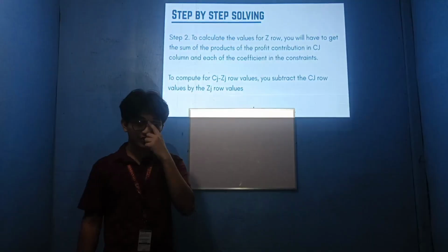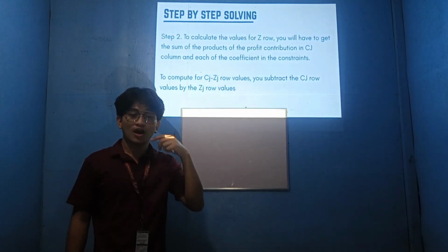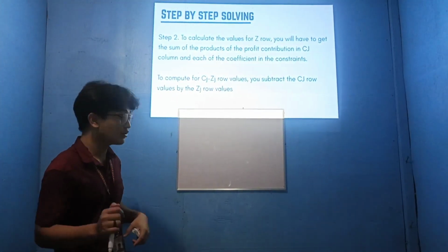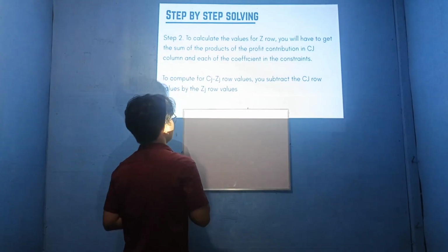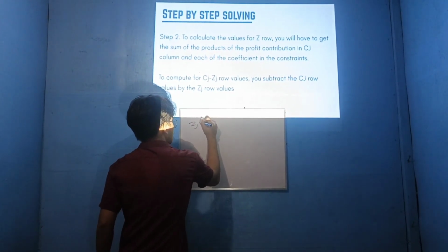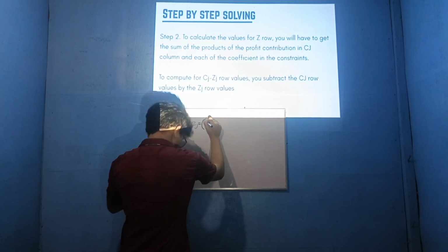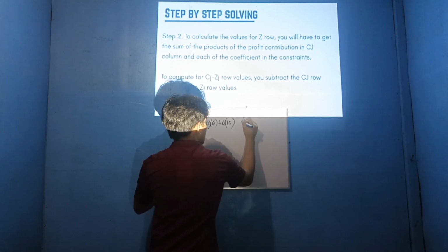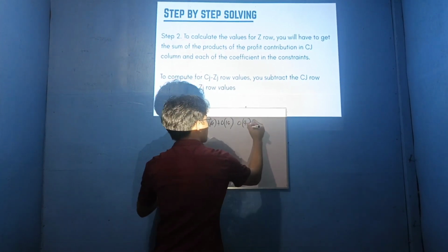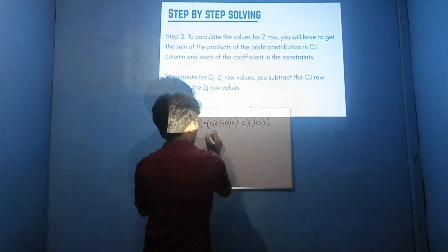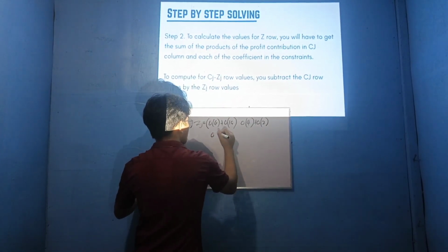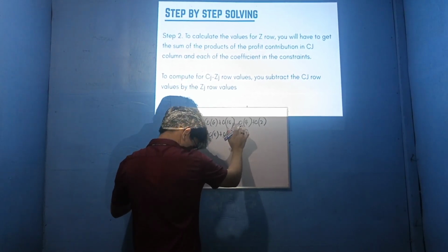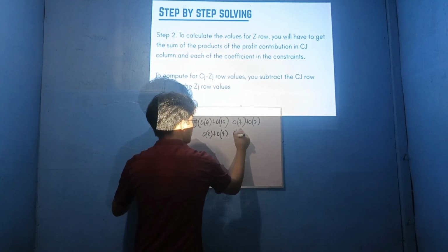To calculate the values for Zj, you will have to get the sum of the products of the profit contribution in the Cj column and each of the coefficients in the constraint. Zj equals 0 times 6 plus 0 times 16, 0 times 4 plus 0 times 8, 0 times 2 plus 0 times 4.